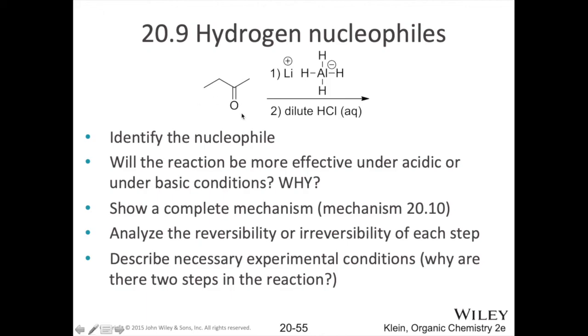Anyway, you then have a negative formal charge on your oxygen, and of course you can just protonate that to make the corresponding alcohol. Okay, and that's why you have to have an acid in the subsequent step.